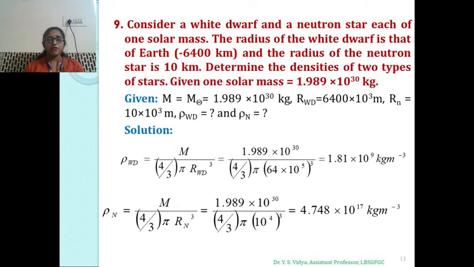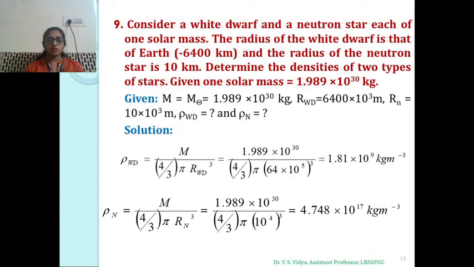Consider a white dwarf and a neutron star, each of one solar mass. The radius of the white dwarf is that of the earth, 6400 km, and the radius of the neutron star is 10 km. Determine the density of the two types of star. Given one solar mass is equal to 1.98 × 10^30 kg. Here they have given the mass of the sun as one solar mass, which is 1.989 × 10^30 kg. Radius of the white dwarf is 6400 × 10^3 meters, and the radius of the neutron star is 10 km.